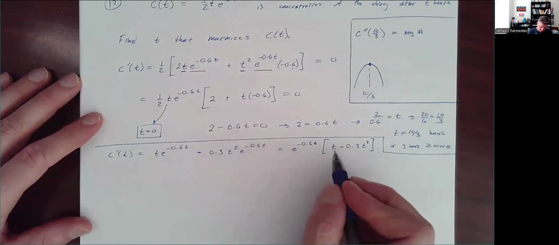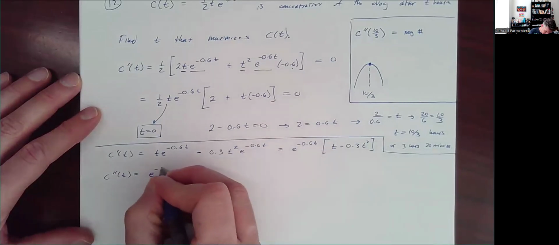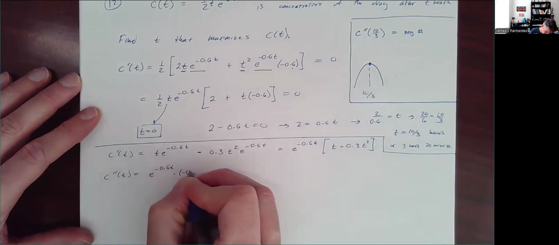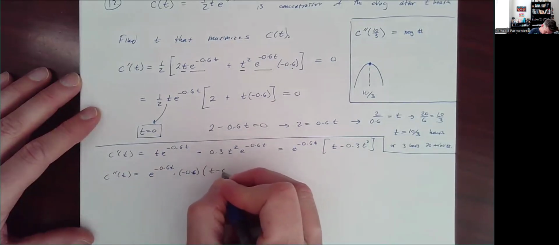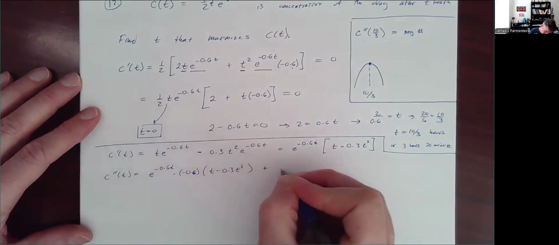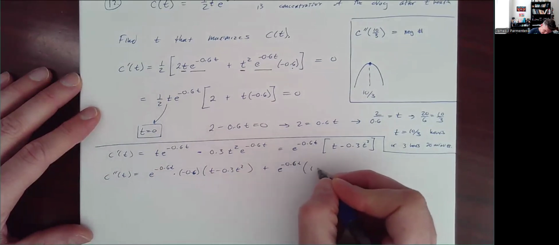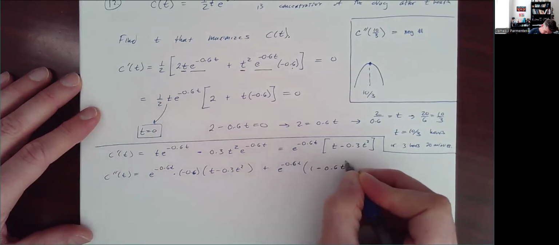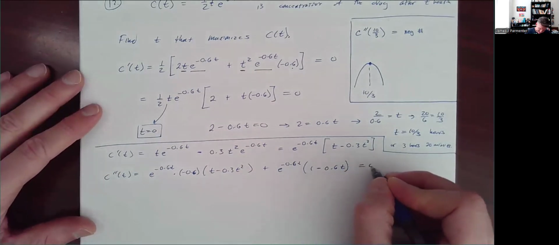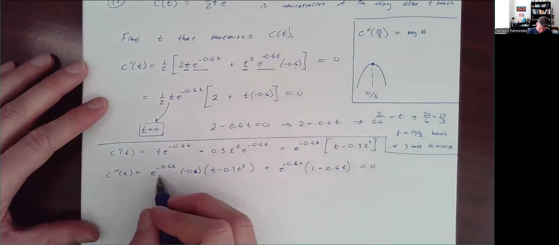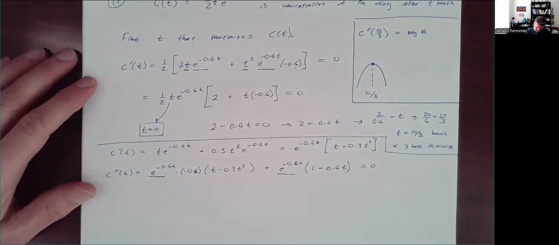So now for this, I'm going to use the product rule. The double prime of t is the derivative of that, which is e to the negative 0.6t times negative 0.6 times all that left alone, plus e to the negative 0.6t times the derivative of all that, which is 1 minus 0.6t. Again, we set it equal to 0 to find the critical values of the second derivative, to find the potential inflection points. So I'm going to factor out an e to the negative 0.6t. I think that's all I can factor out.